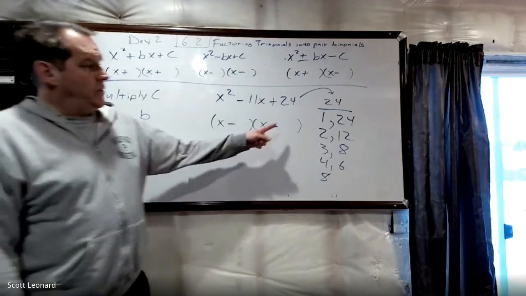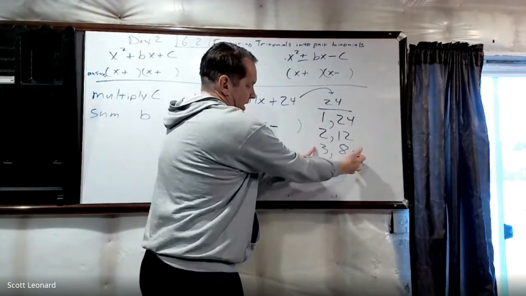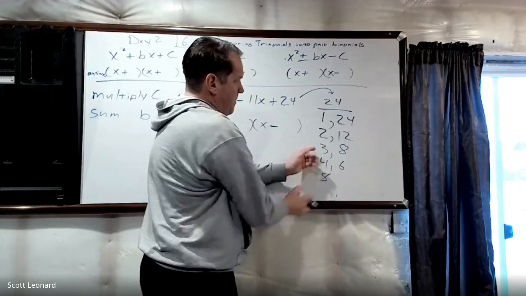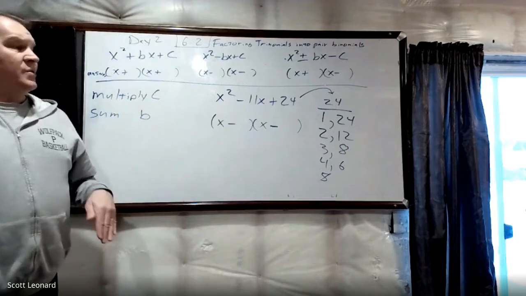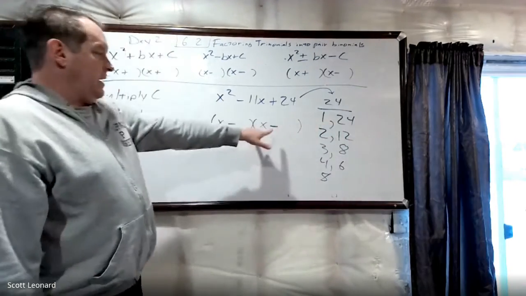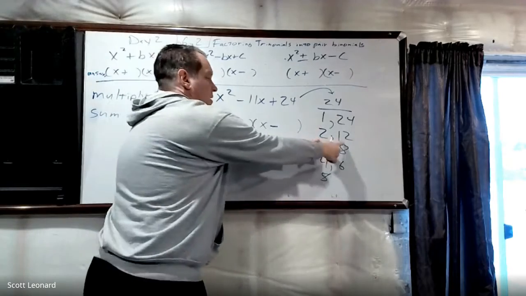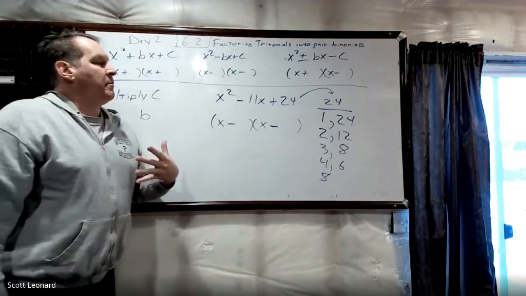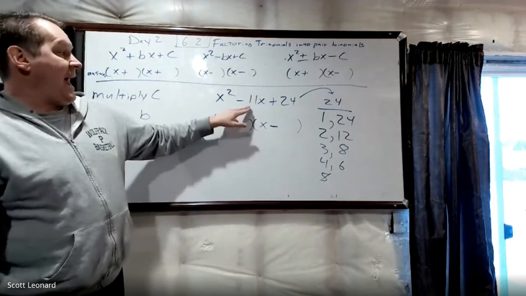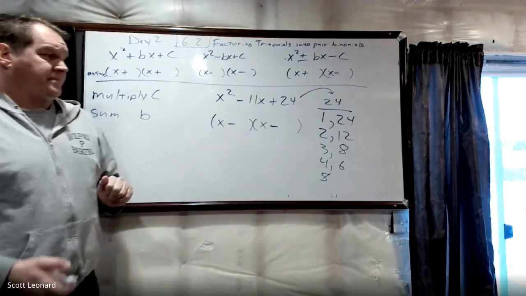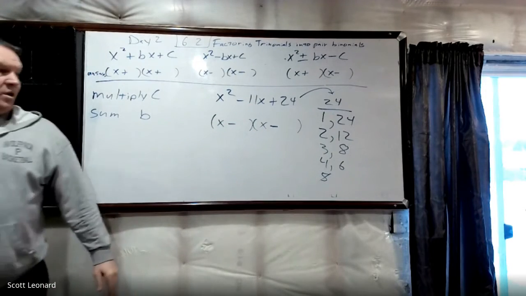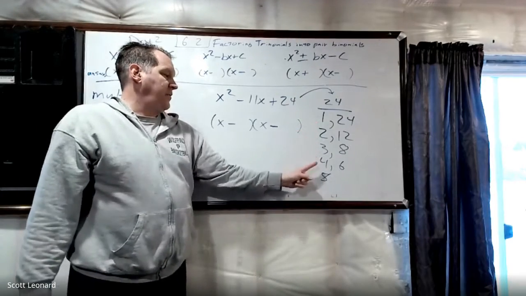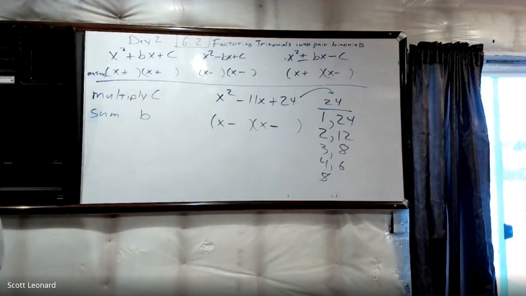Okay? So as I do this, these numbers get bigger, these get smaller, they get closer together. And once you've finished every possibility, you're done. So now we're going to imagine these numbers being here as pairs. 1 and 24, 2 and 12, 3 and 8, 4 and 6. I need to find the pair that when I plug them in, they add together to give me negative 11. Which pair will add up to negative 11? 3 and 8, yep.